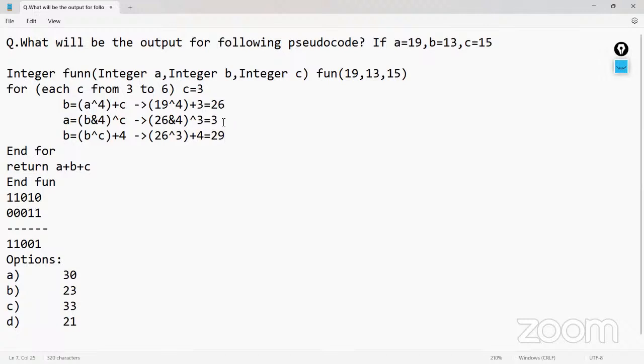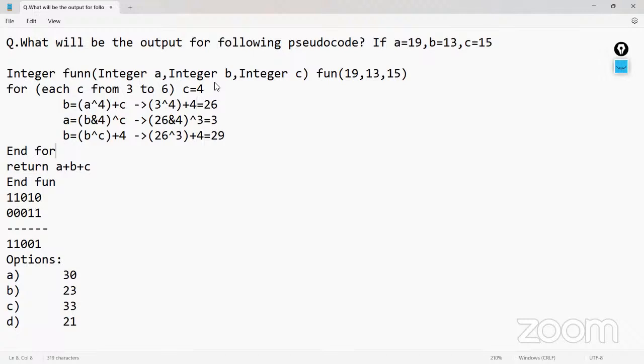Okay, so we have the value of A as 23 at the first iteration and B as 29 in the first iteration only. Now let us check the second iteration here. Let us calculate the value. So that says A XOR 4, the value of A is 3. Okay, XOR 4 plus 3, sorry, plus C, which means plus 4.